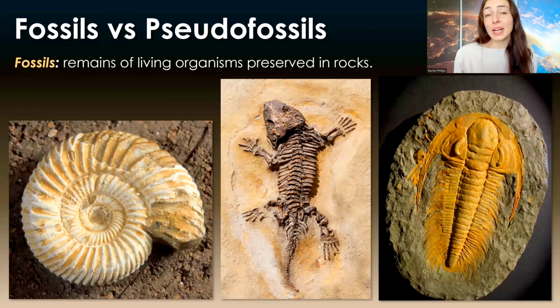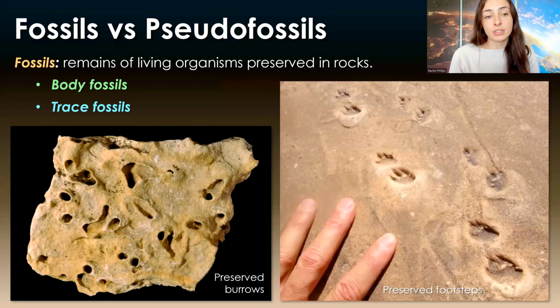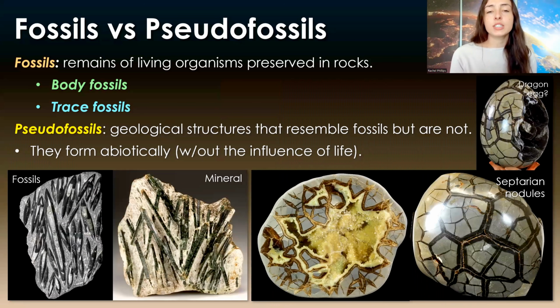So first things first, what are fossils exactly? Well, fossils are just the remains of living organisms preserved in rocks, but there are a couple different types of fossils. Body fossils are those, like shown here, that are preserved bodies of organisms, whereas trace fossils, the other major type of fossils, are things like burrow traces or footprints, traces of organisms, but not the actual body of the organism. Now, pseudofossils are just geological structures that resemble fossils or remnants of life, but are actually not. They form completely abiotically, without the influence of life.